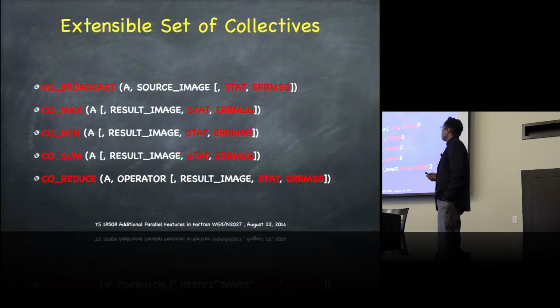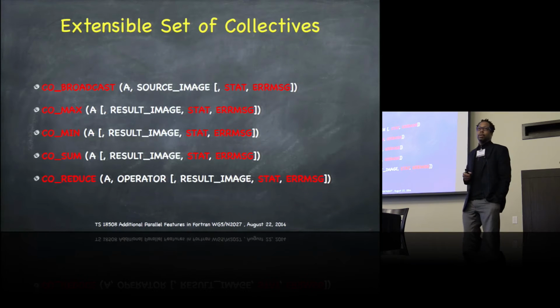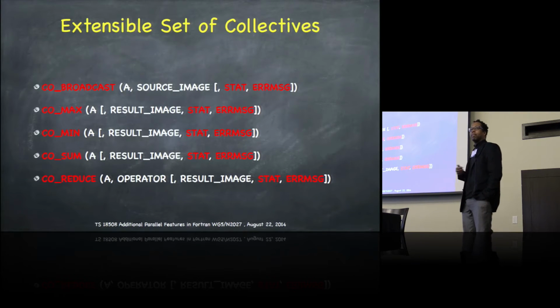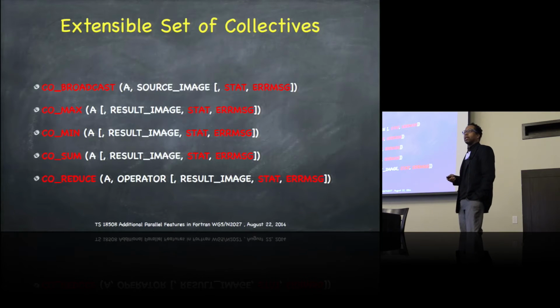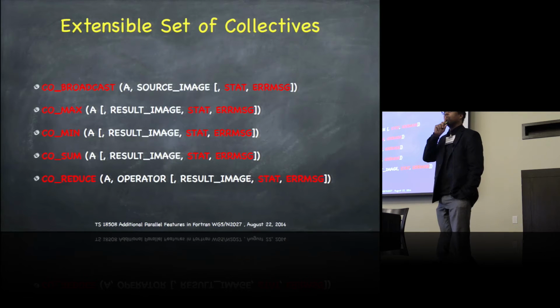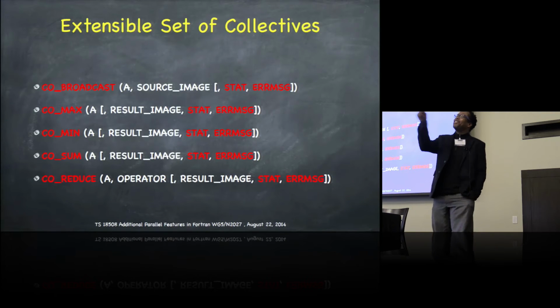There's a pretty small set of collectives in the language now, and at least one of them is extensible. We have co_broadcast for distributing data, co_max and co_min for extrema across global distributed data sets. Was there a question in the back? So is this all for co-array Fortran? That's a really good question.